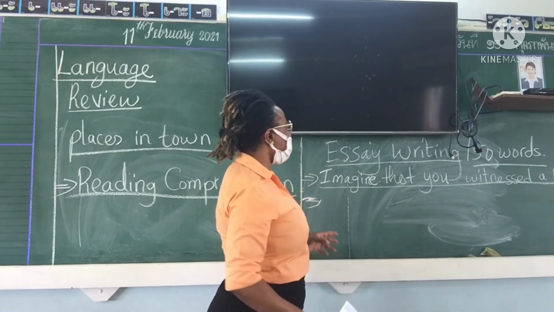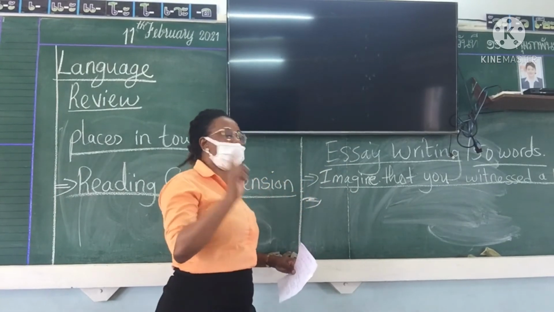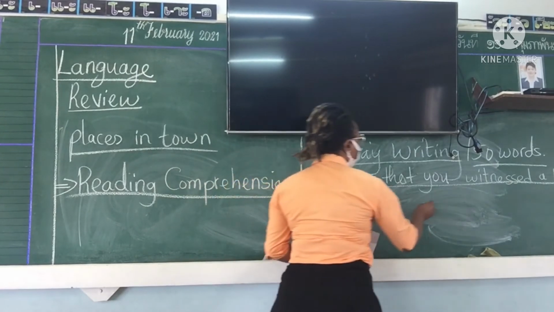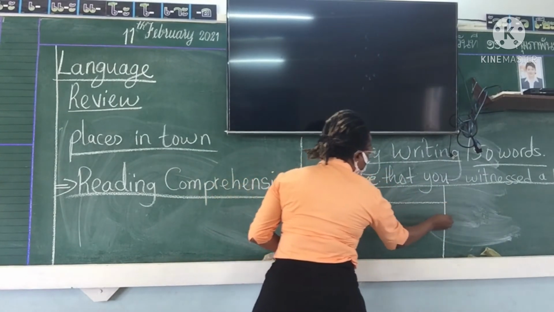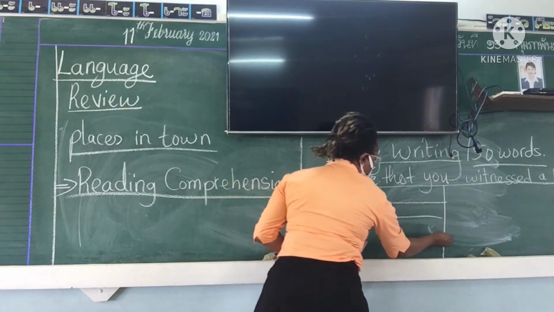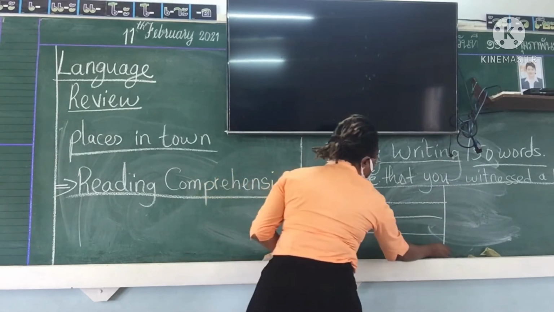So, if you're asked to write about a robbery, what is the first thing that you have to do? What are you supposed to do? If you're asked to write an essay like that, a story, what do you do first?